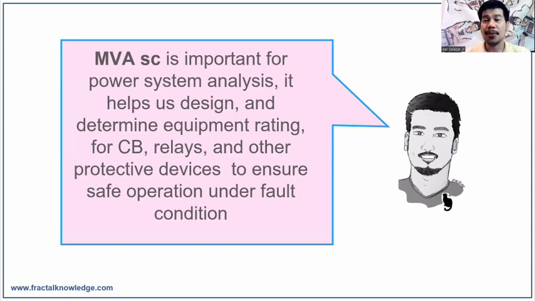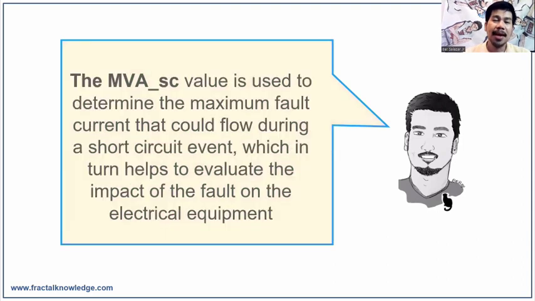MVA-SC is important for power system analysis. It helps us design and determine equipment ratings for circuit breakers and other protective devices to ensure safe operation under fault condition. The MVA-SC value is used to determine the maximum fault current that could flow during a short circuit event, which in turn helps to evaluate the impact of the fault on the electrical equipment in residential, commercial, and industrial, which is covered by our topic.